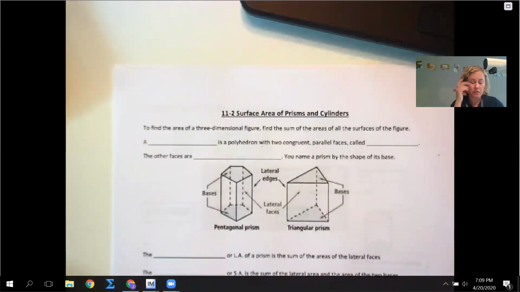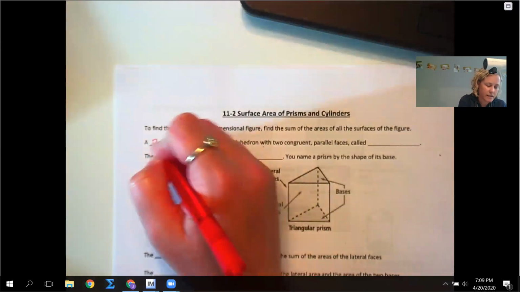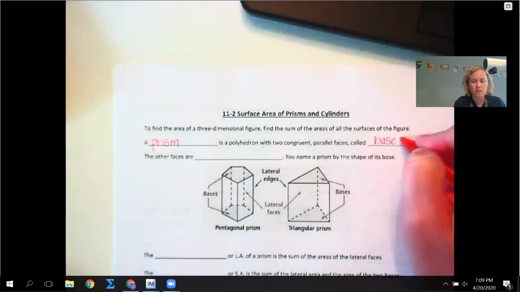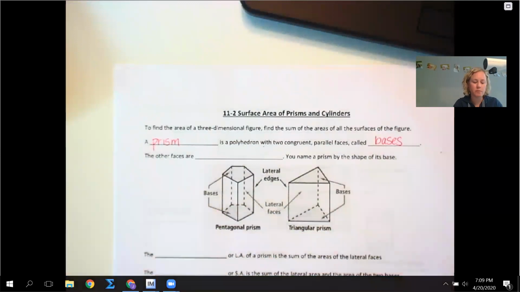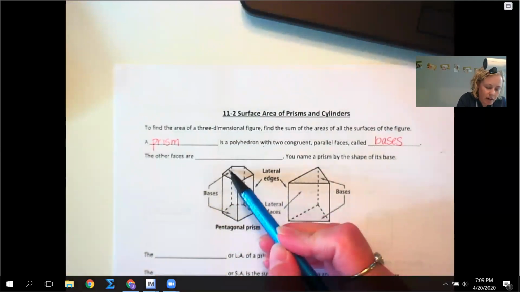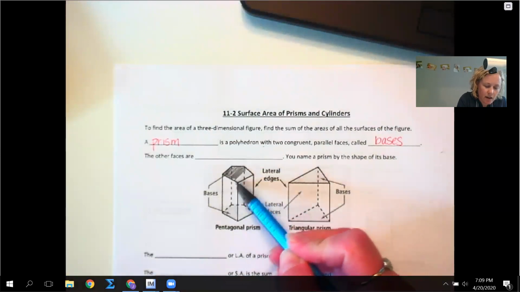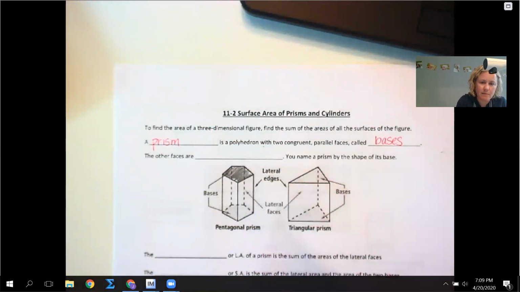Okay, so first of all, let's remember that a prism is a polyhedron with 2 congruent parallel faces called bases. So prisms have 2 bases, and they're parallel to each other. So this pentagon on the top here, that's a base, and this pentagon on the bottom here, that's a base.